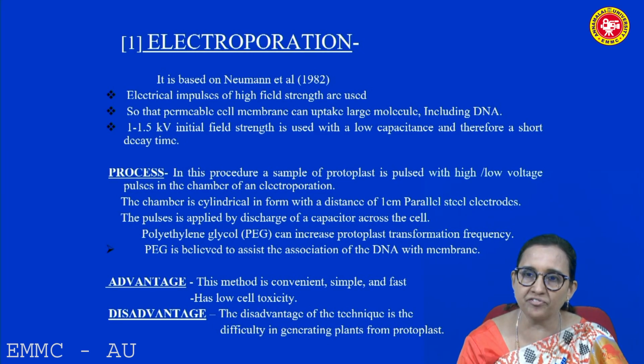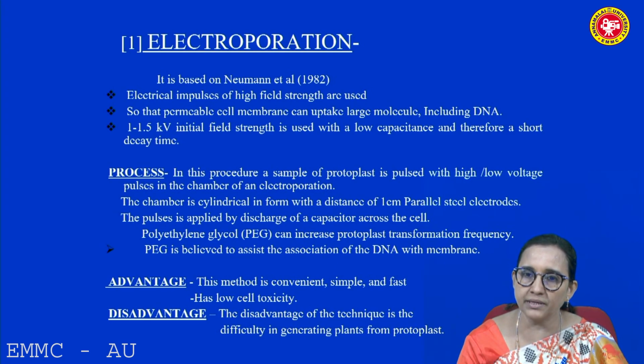The DNA is the foreign DNA which we isolate from one plant, and we have to insert it into the plant cell of another plant. PEG is believed to assist the association of DNA with the membrane. So, this is the process, and this method has certain advantages and disadvantages.